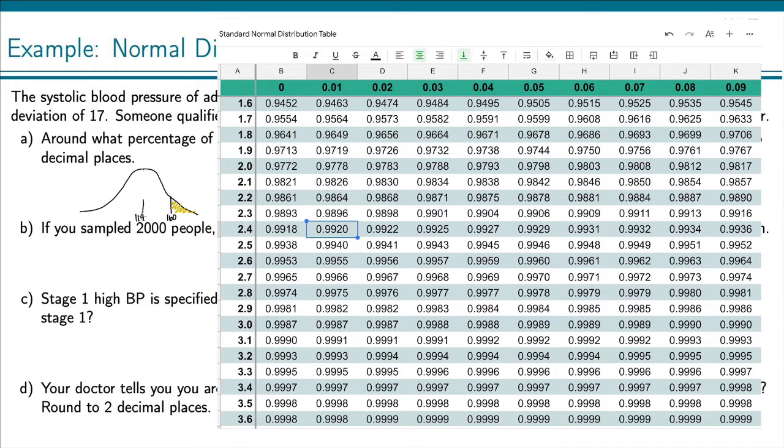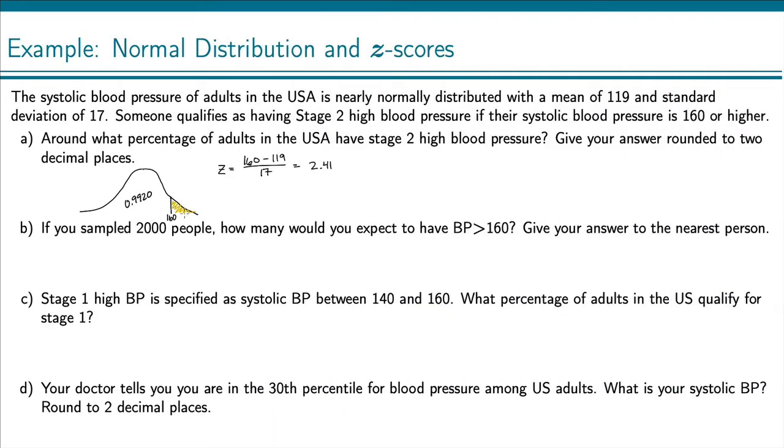So this region on the left is the 0.9920. We are looking for the region on the right, so we find that by doing 1 minus what we got on the left, 0.9920. That is 0.008. And we want to write that as a percentage, which is 0.8%.